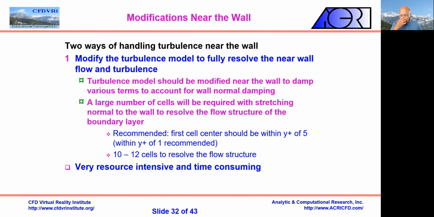So that's why you don't normally use that, though there are models such as Bill and others at Imperial College who developed a number of variations, working with Launder. So this is basically where you have these models that go to the wall. If you do that, the first cell center should be within Y plus of 5. Actually, Y plus of 1 is recommended. That means you may need just 10 to 12 cells to grow the structure. Very resource intensive, very time consuming.